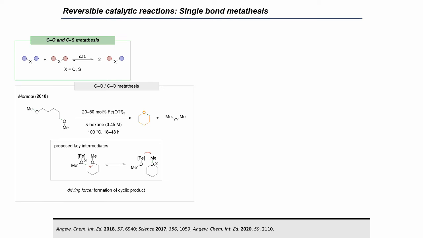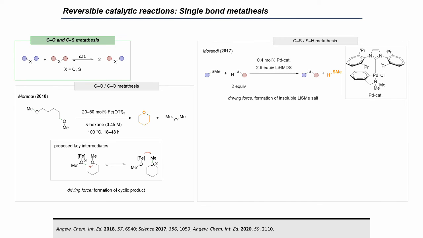Based on further mechanistic studies, a mechanism was proposed wherein one ether is activated by the Lewis acid and the other ether can thus attack to form a cyclic oxonium species. The product is consequently formed by the attack of a putative iron methoxide species.